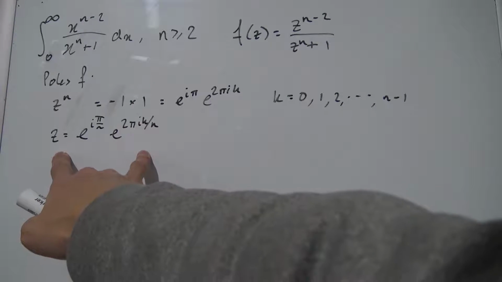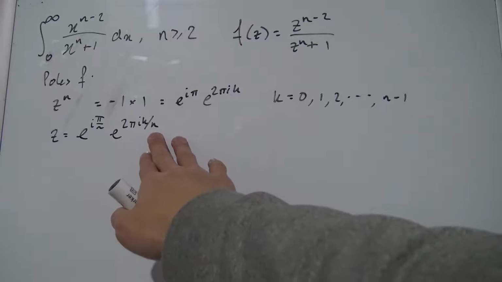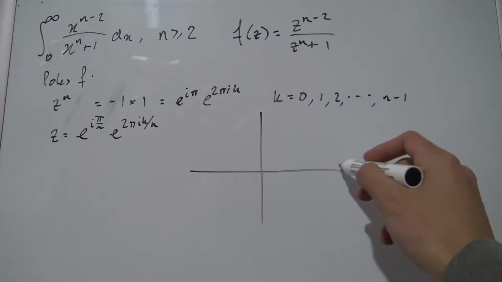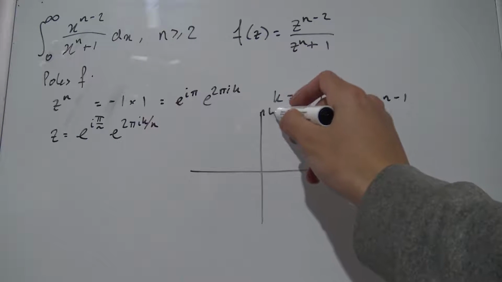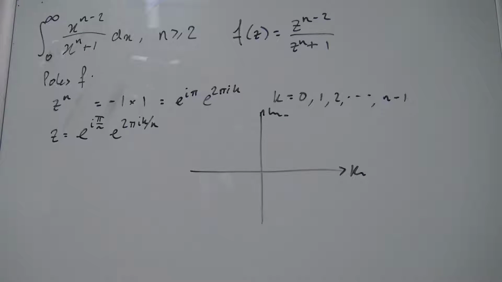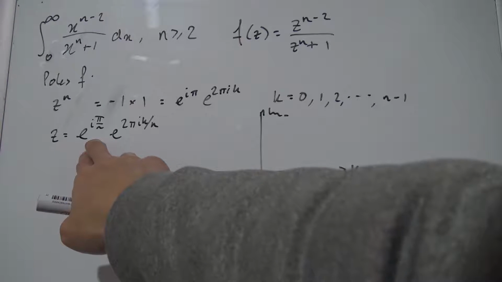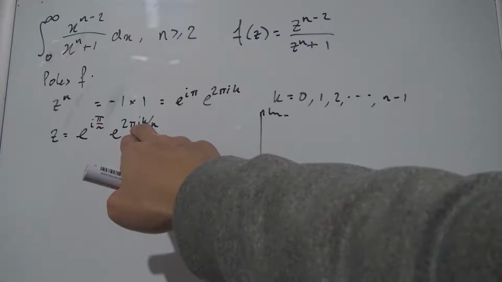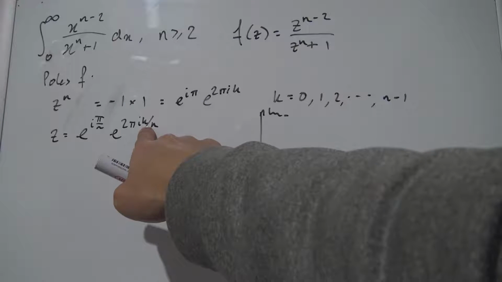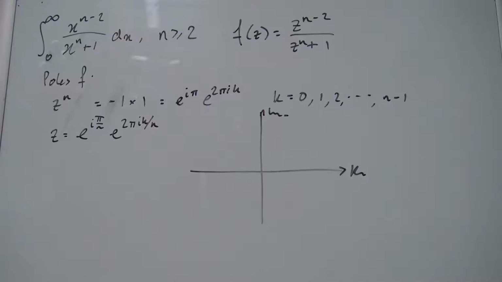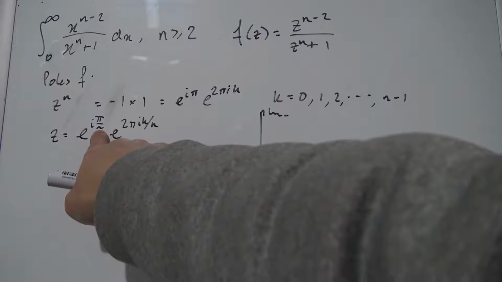So now let's try and visualize this thing a little bit. Let's see where our roots are. So let's draw up our complex plane right here. This is our real axis, this is our imaginary axis. And we want to figure out where these points lie on our complex plane. So first of all, why not plug k equals 0 into here. We're going to have e to the i pi over n, and this k right here is going to turn into 0, so this whole thing is just 1. So we're going to have e to the i pi over n.